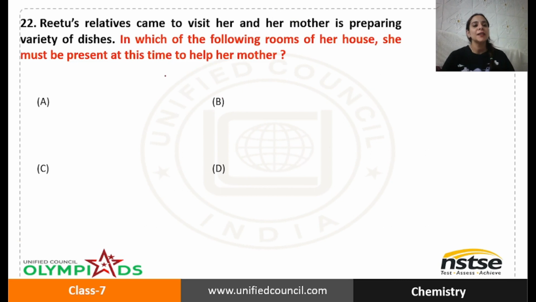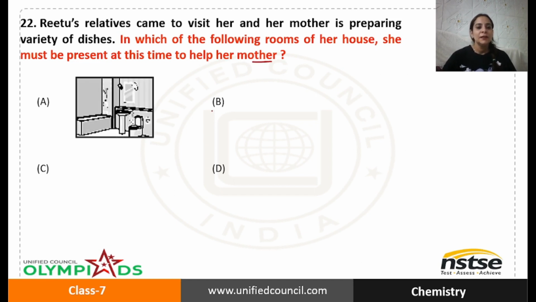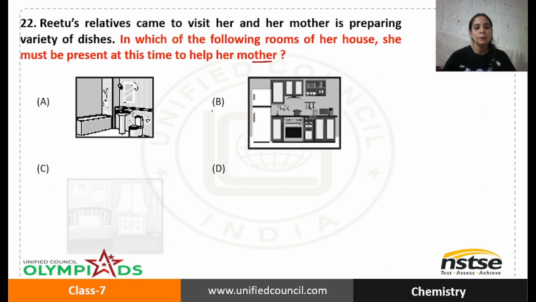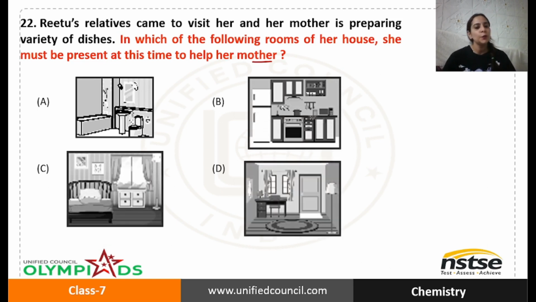Okay, next question. Ritu's relatives came to visit her, and her mother is preparing a variety of dishes. Ritu's relatives are visiting their place, and her mother is preparing a variety of dishes. In which of the following rooms of her house must she be present at this time to help her mother? Options are option A, option B, option C, and option D.